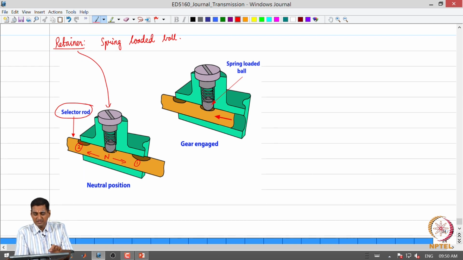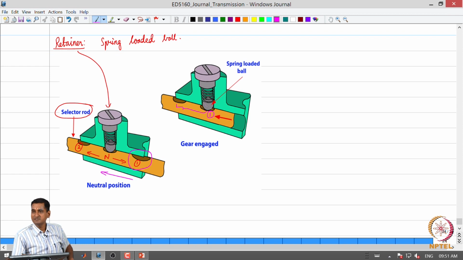When we push the selector rod in this manner, due to the force applied on the selector rod, the ball is pushed into the groove against the spring, and the spacing between the grooves is calibrated to the displacement of the selector rod to engage a particular gear. For example, when the first gear is engaged, the ball will fall into the corresponding groove, that is this one.